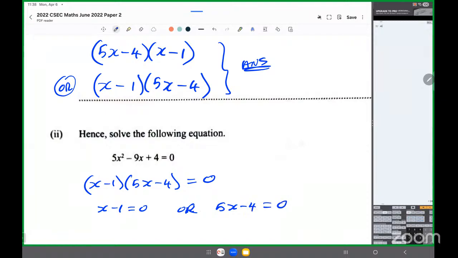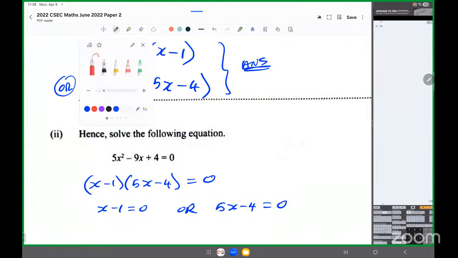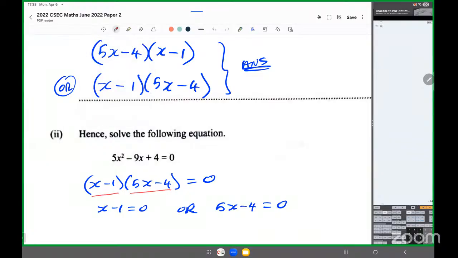The concept is this: when you multiply two numbers, because this times this is a multiplication, if the result is 0, one of them must be 0. Either this is 0 or this is 0. If you multiply two numbers and the result is 0, one of those two numbers must be 0.